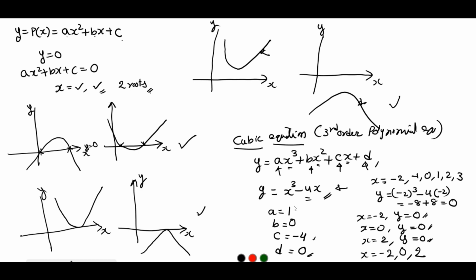So what do we know? That the cubic equation can have a maximum of 3 roots. So this equation has 3 roots now, minus 2, 0, and 2. Even it can have 2 roots, even it can have 1 root, or even it can have 0 roots, but it can have a maximum of 3 roots.